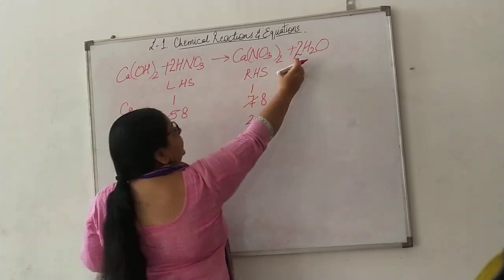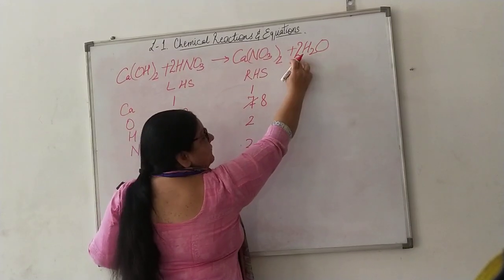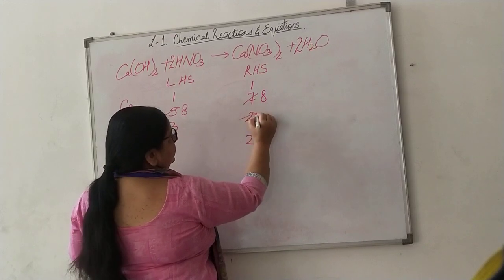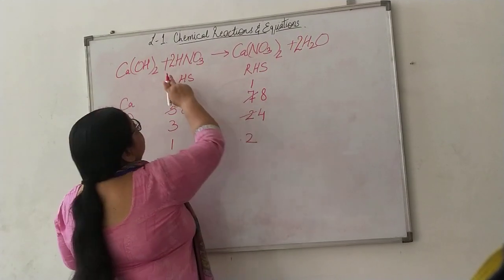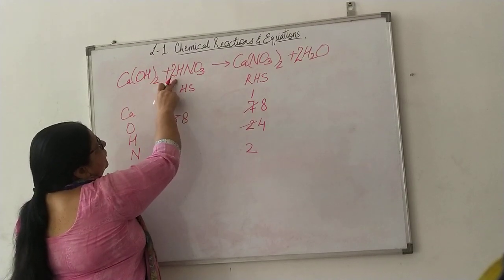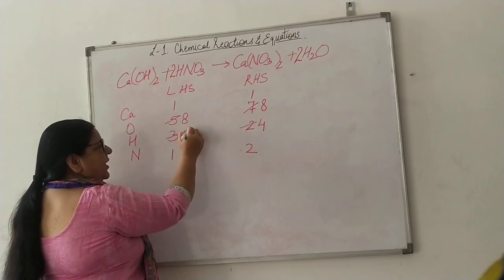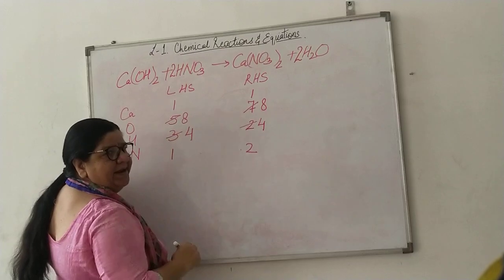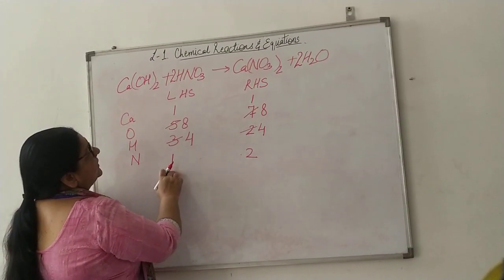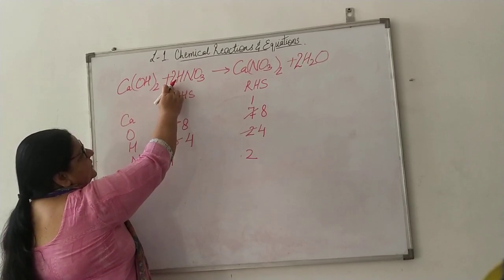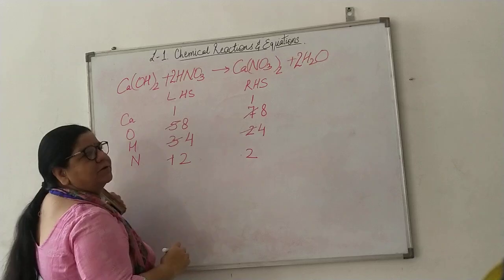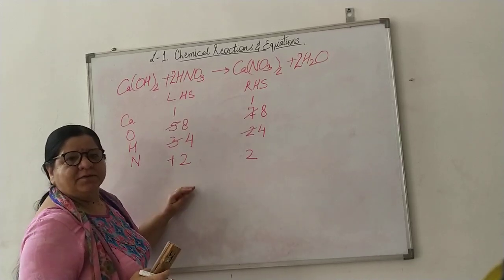But when we change the number here, the number for hydrogen is also changed. Hydrogen also becomes 4 here. And this side also, because we have put 2, hydrogen becomes 2 plus 2, 4. So hydrogen is also automatically balanced. Now what is left is nitrogen. Because when we have written 2 here, it becomes 2 here also. So this is also balanced.